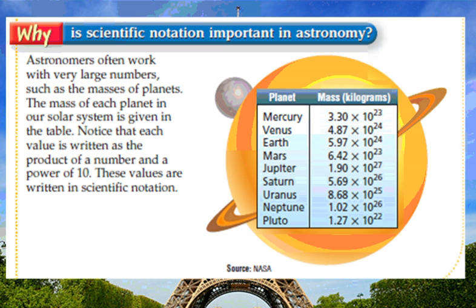A lot of times they use scientific notation with really big or really small numbers. Like the mass of Mercury in kilograms is 3.30 times 10 to the 23rd power. With scientific notation, we're going to use powers of 10. So 10 to the 23rd power is just a 1 and then 23 zeros essentially. So that's what we're going to deal with today.